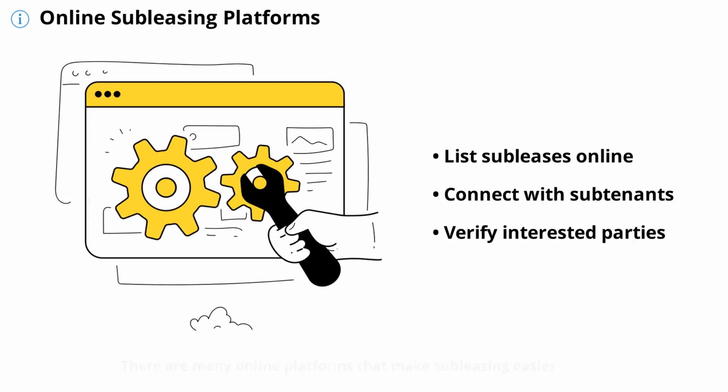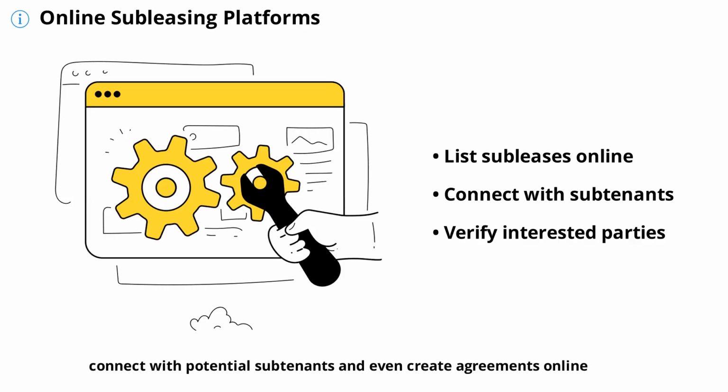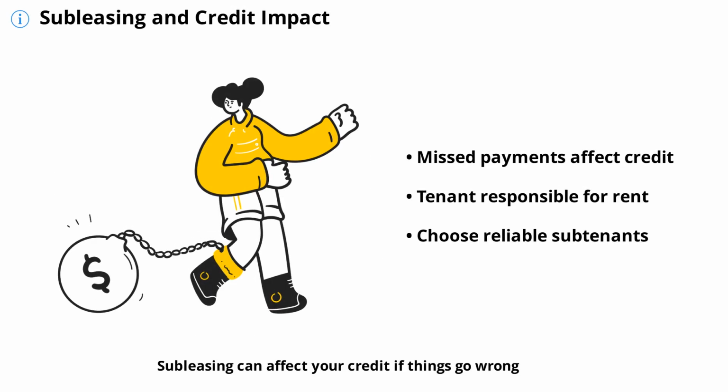There are many online platforms that make subleasing easier. These websites allow tenants to list available subleases, connect with potential subtenants, and even create agreements online. Using reputable platforms can help you reach a wider audience and streamline the subleasing process, but always verify the legitimacy of interested parties.